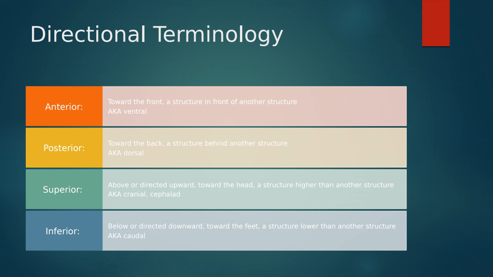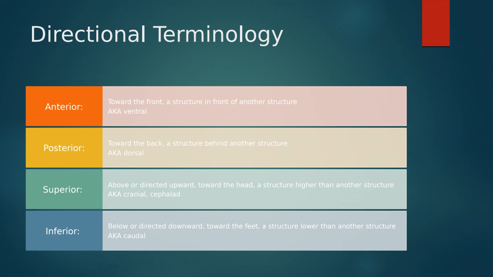So again, we have to be aware that anatomic position is standing, feet together, arms by the side, palms facing forward. So we have anterior, posterior, superior, and inferior. These are our basic directional terms. These are all talking about the relationship of two things to each other. So if something is anterior to a structure, that means it's in front of that structure.